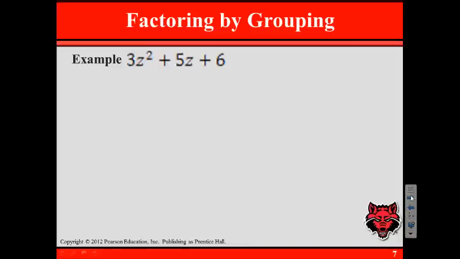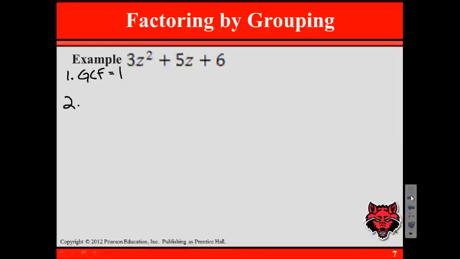Let's try one last example, 3z squared plus 5z plus 6. We go through the same steps we have before. We try to find a GCF. We find that the only greatest common factor is 1. So we won't factor anything from the polynomial.